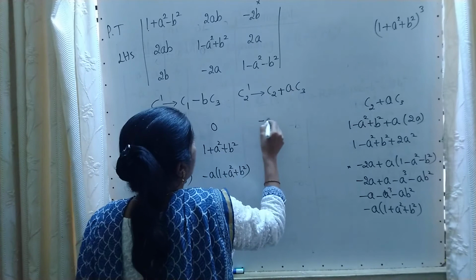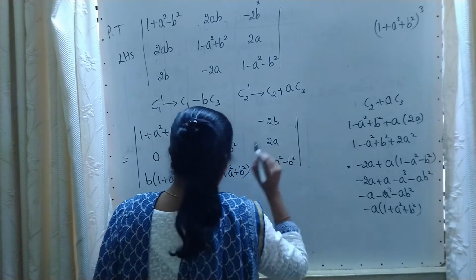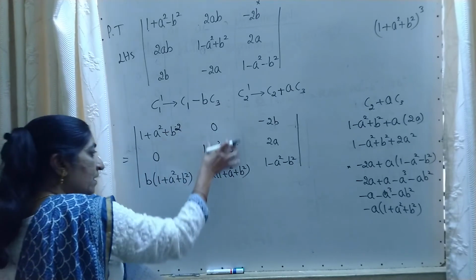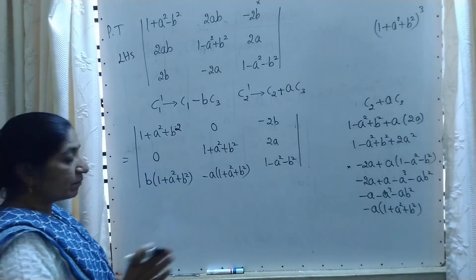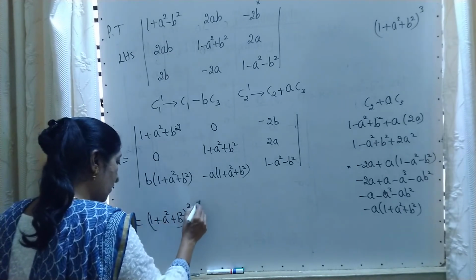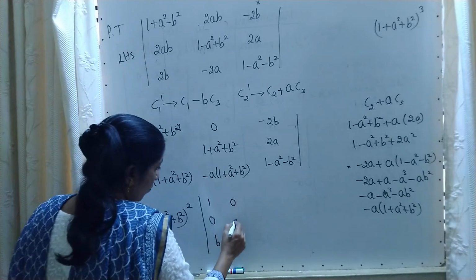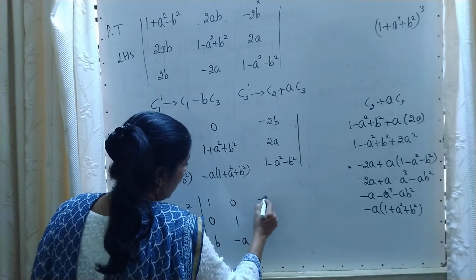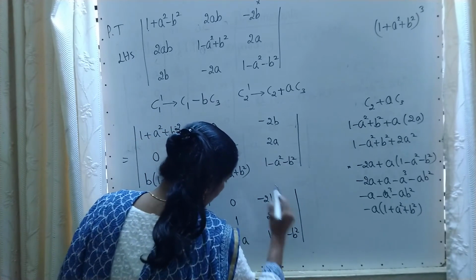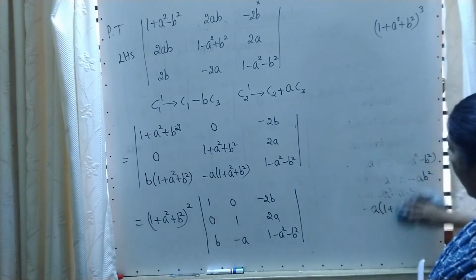Now the third column as it is. Mark it and write down slowly. Now see what is common in the first column, 1 plus a square plus b square. In the second also we got 1 plus a square plus b square. That means at a time we took two terms common. It is 1 plus a square plus b square whole square. Now it is 1, 0, b. Next one is 0, 1, minus a. Next minus 2b, 2a, 1 minus a square minus b square. And remember students, in these type of examples, if you get two elements 0, it is enough.